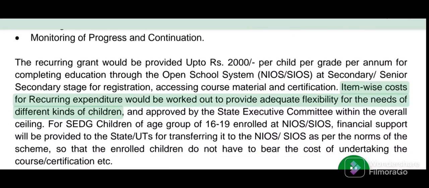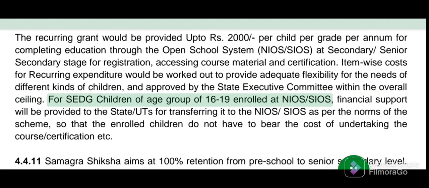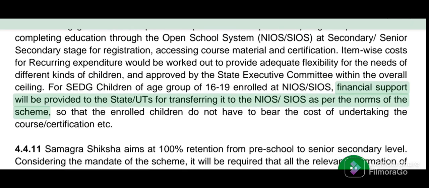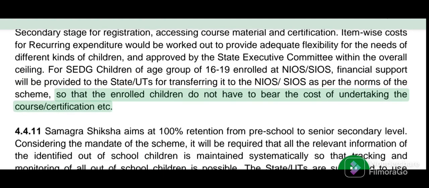Item-wise costs for recurring expenditure would be worked out to provide adequate flexibility for the needs of different kinds of children, and approved by the State Executive Committee within the overall ceiling. For SEDG children of age group of 16 to 19 enrolled at NIOS SIOS, financial support will be provided to the state UTs for transferring it to the NIOS SIOS as per the norms of the scheme, so that the enrolled children do not have to bear the cost of undertaking the course certification etc.